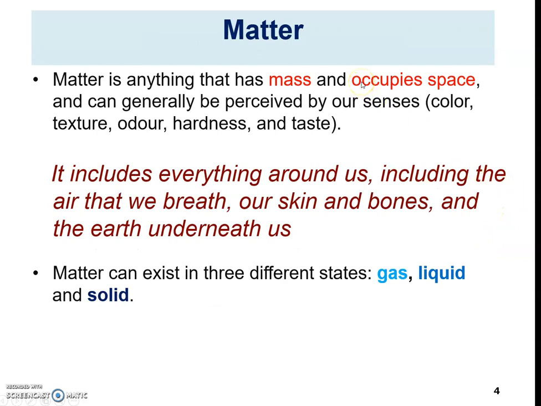So the first thing is matter. It is anything that has mass and occupies space and can generally be perceived by our senses, for example, color, texture, odor, hardness, and also taste. It includes everything around us, including the air that we breathe, our skin and bones, and the earth underneath us. So matter can exist in 3 different states, which are gas, liquid, and also solid.